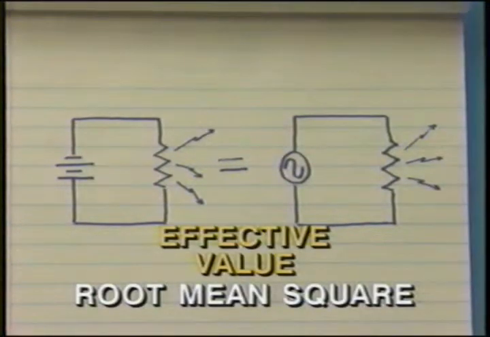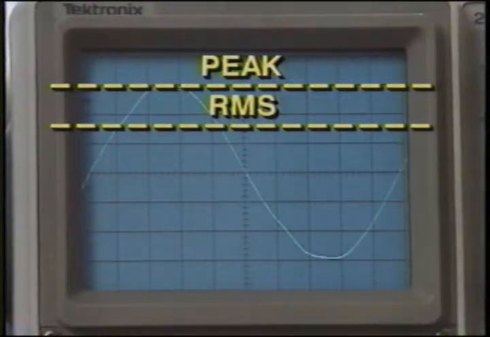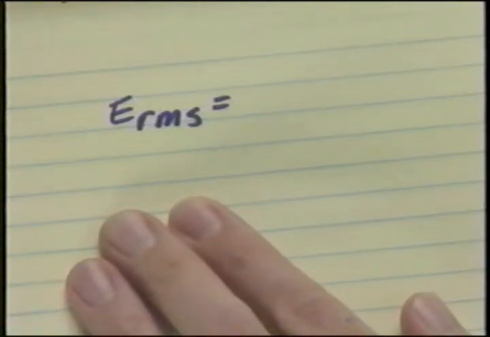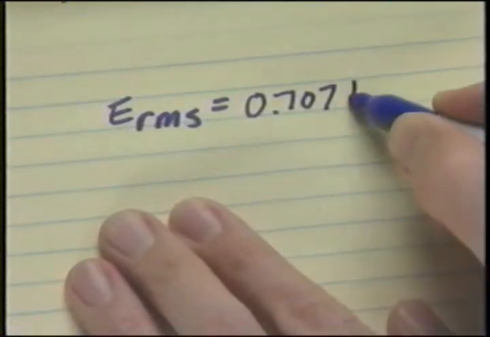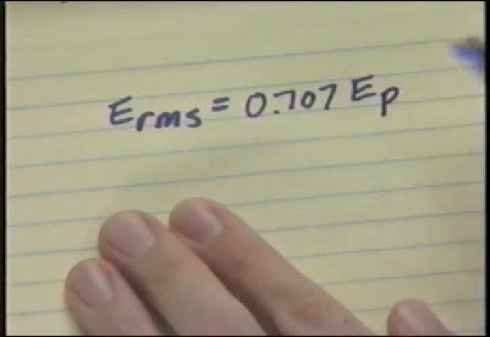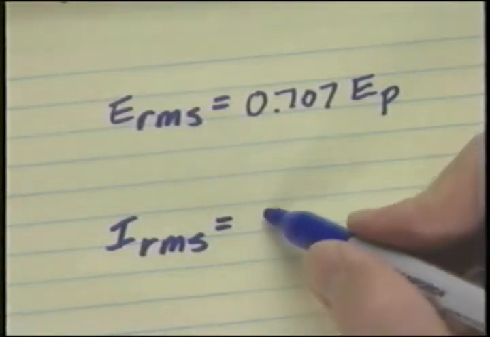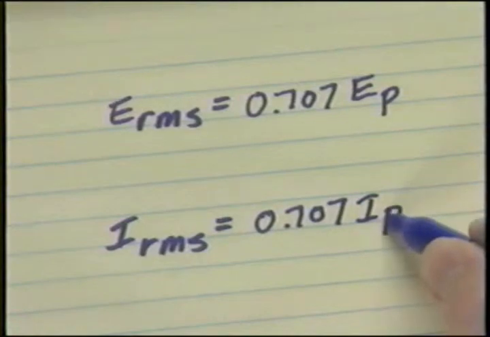The effective value is also called the root mean square, abbreviated RMS. The effective or RMS value of any sinusoidal voltage or current wave is always 0.707 of the peak value. In order to determine the RMS value, E sub RMS, of an AC voltage whose peak value is known, you multiply 0.707 times E sub peak. Similarly, the equation for the RMS value of current is I sub RMS equals 0.707 times I sub peak.